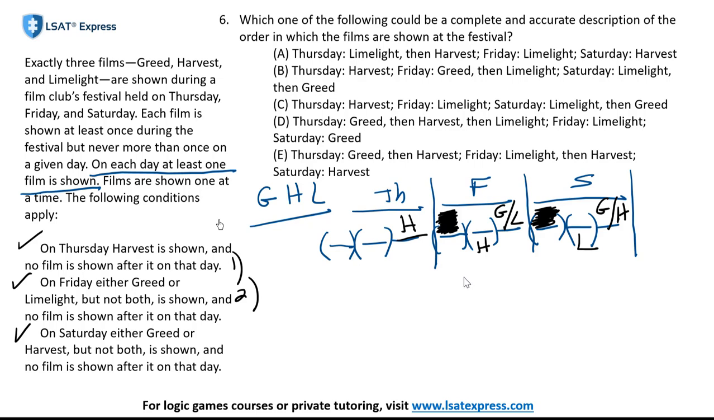In a sequencing game, a great question to ask is who could go first, who could go last. We talked about that in game 1. So I look here at Thursday, H may be by itself, there may be 2 items, there may be 3 items.